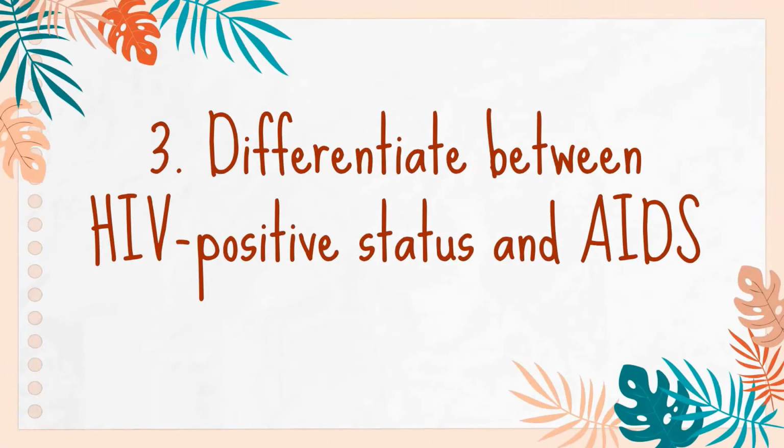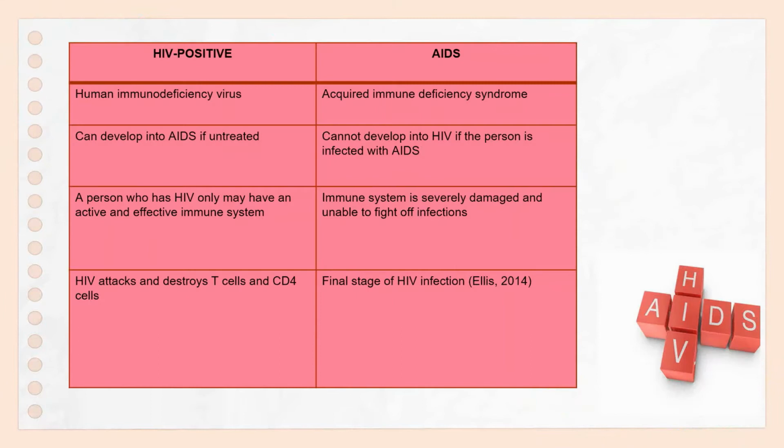Question 3. Differentiate between HIV positive and AIDS. HIV stands for human immunodeficiency virus, which belongs to a group of viruses called retrovirus, while AIDS stands for acquired immune deficiency syndrome. A person who has HIV can develop into AIDS if untreated. Meanwhile, a person with AIDS cannot develop into HIV.